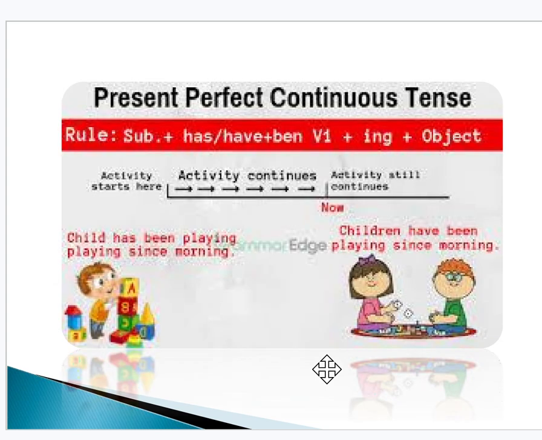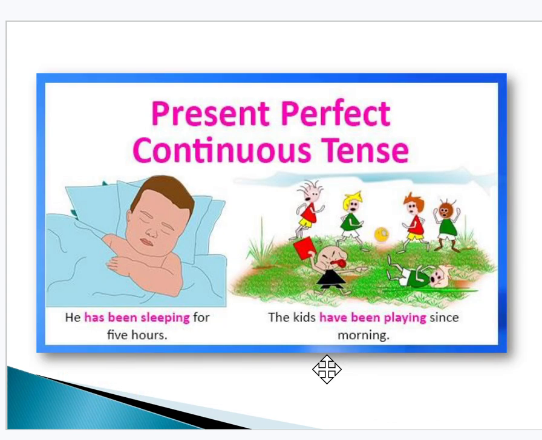The rule of present perfect continuous tense is subject plus have/has been plus verb V1 plus ing plus object. One thing I want to say, sometimes we use time. So after the object you should use time. Some examples: he has been sleeping for 5 hours. The kids have been playing since morning. To show time, we use o'clock, since morning, for 5 hours, like this type of sentence.